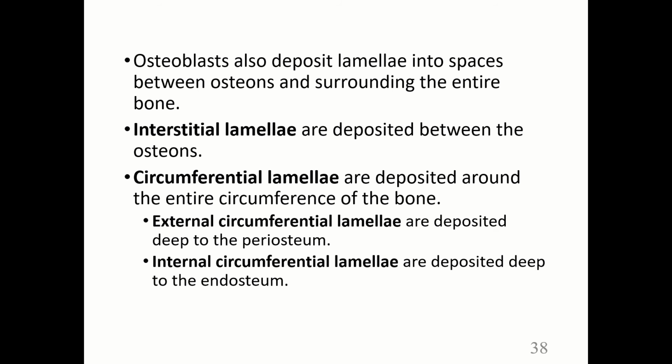Osteoblasts also deposit lamella into spaces between osteons and surrounding the entire bone. This is where the other types of lamella are going to be discussed. There are interstitial lamella and circumferential lamella. Interstitial lamella are deposited between the osteons, and circumferential lamella are deposited around the entire circumference of the bone. There are external circumferential lamella deposited deep to the periosteum, and then internal circumferential lamella deposited deep to the endosteum.